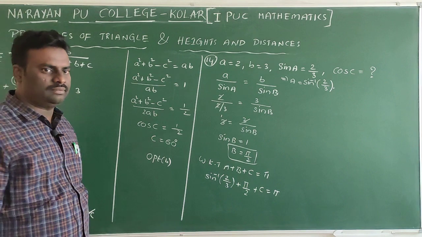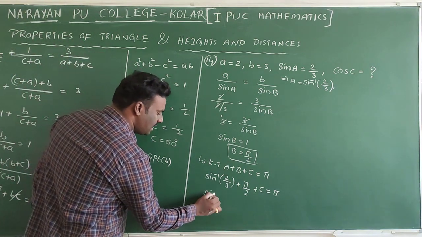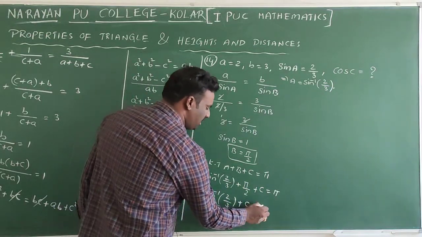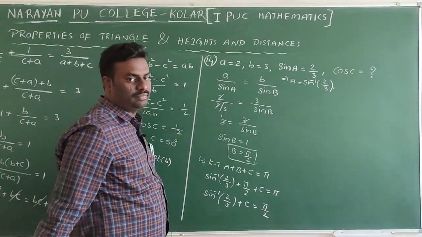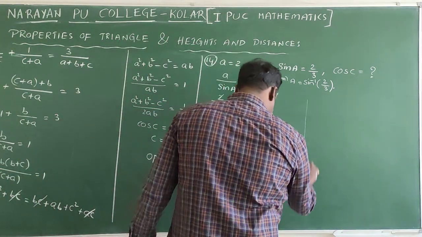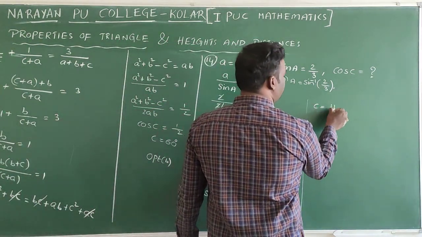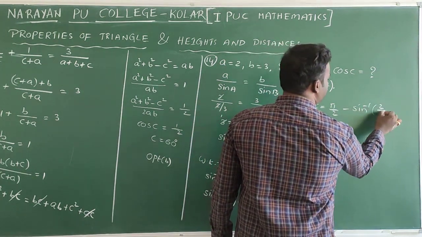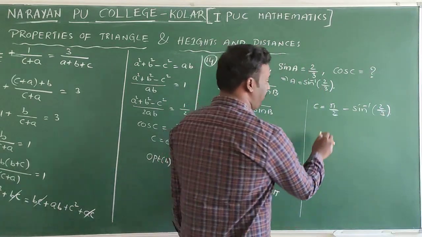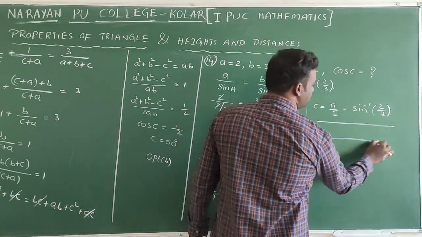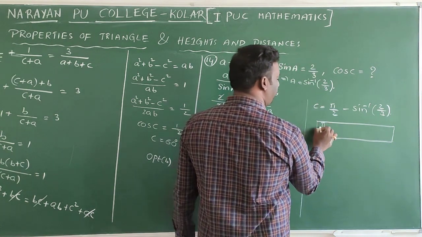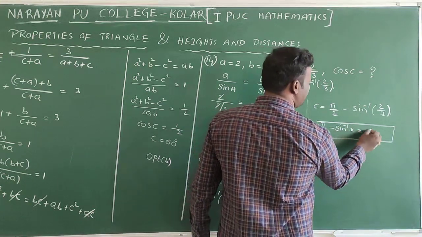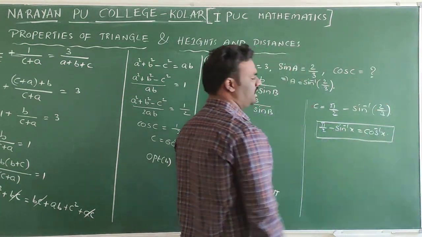Send pi by 2 to that side. Sin inverse of 2 by 3 plus C equals pi minus pi by 2, that is nothing but pi by 2. Again send sin inverse also to that side. C equals pi by 2 minus sin inverse 2 by 3. So we have the formula already for 90, the function will change. Pi by 2 minus sin inverse x is nothing but cos inverse x.